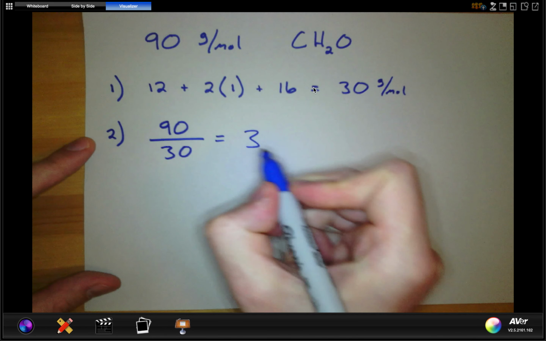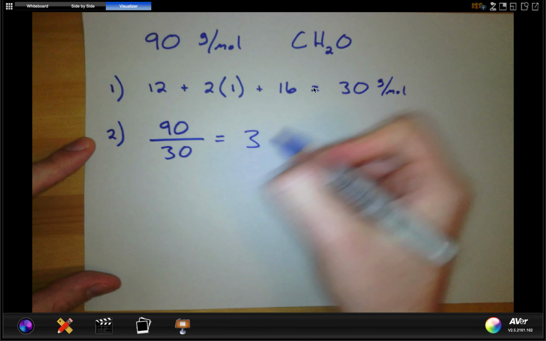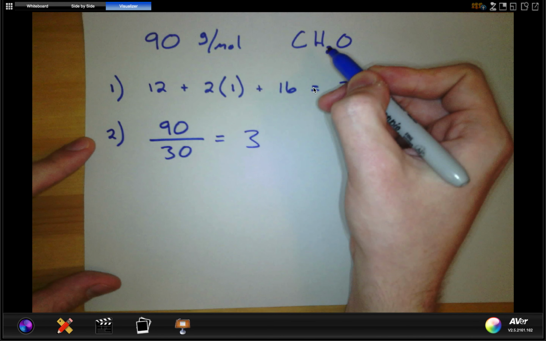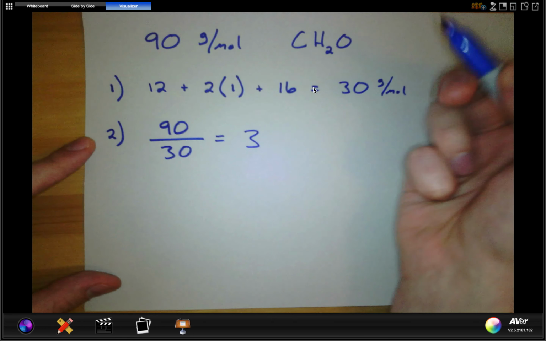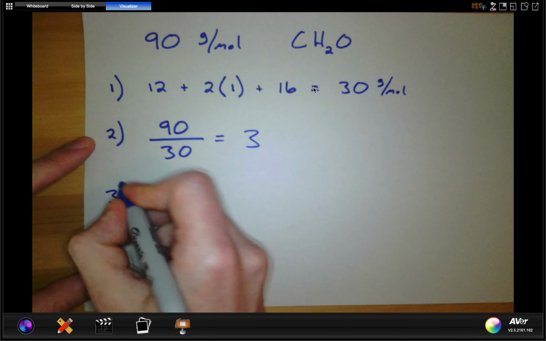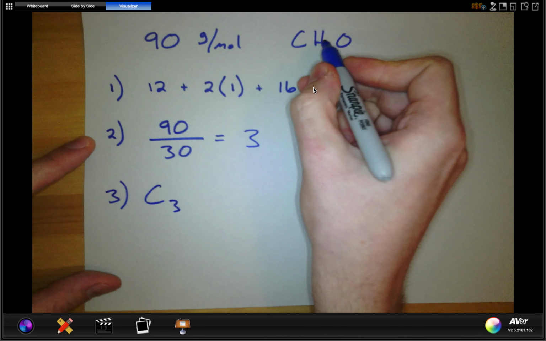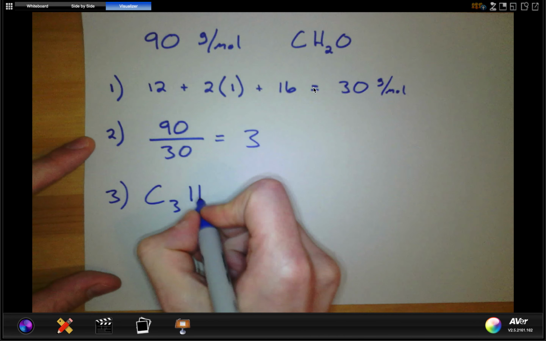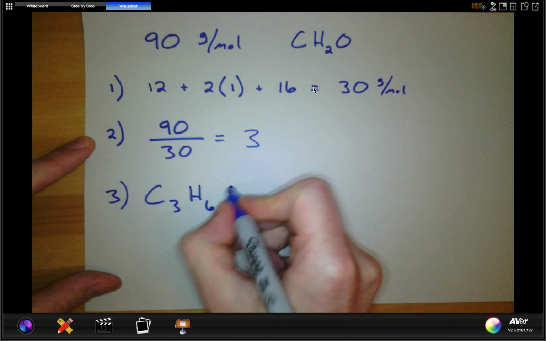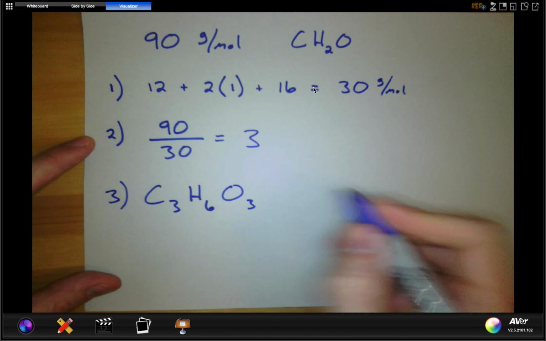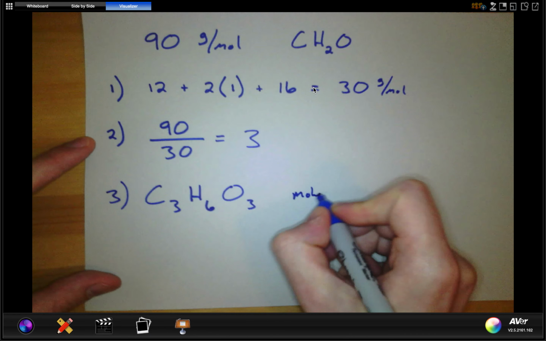All right? Now, this is the number we multiply our empirical formula by to get the molecular formula. So our molecular formula is C3, H, 3 times 2 is 6, H6, O3. That's our molecular formula.